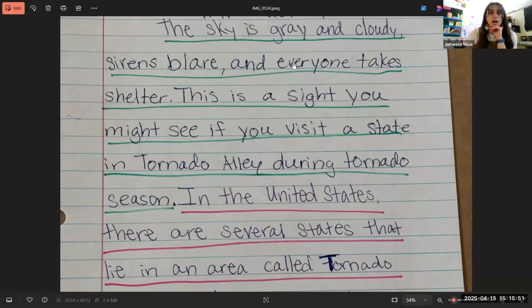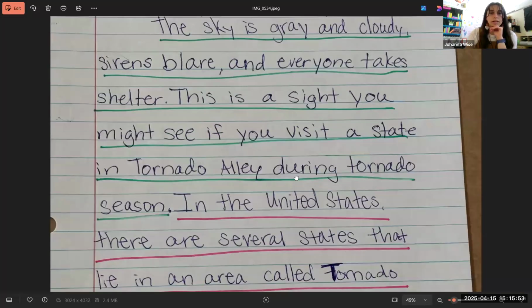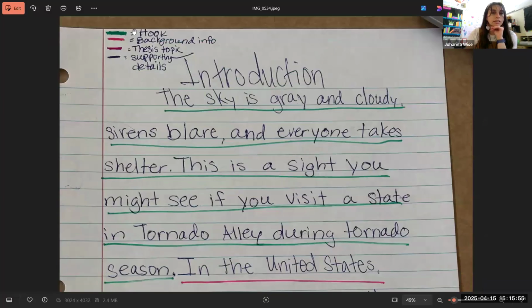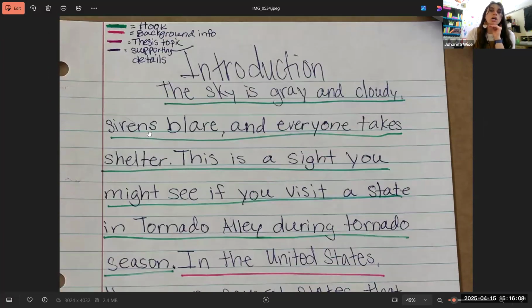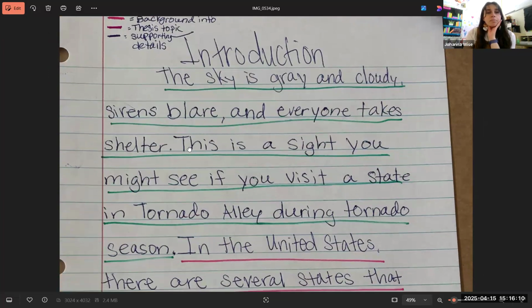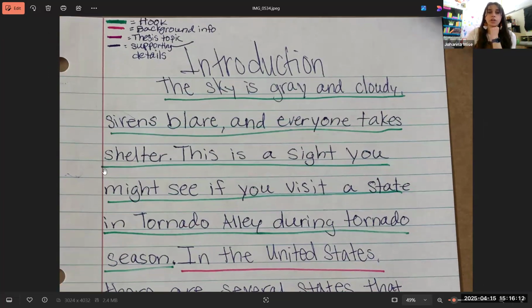So if you notice on the top, I organized it just like this. In the green, that is my hook. The pink is background information. This dark pink or purple is like a thesis topic, and then this dark purple is supporting details. I'll go ahead and read it for you. I start with my hook, as I underlined in the green.